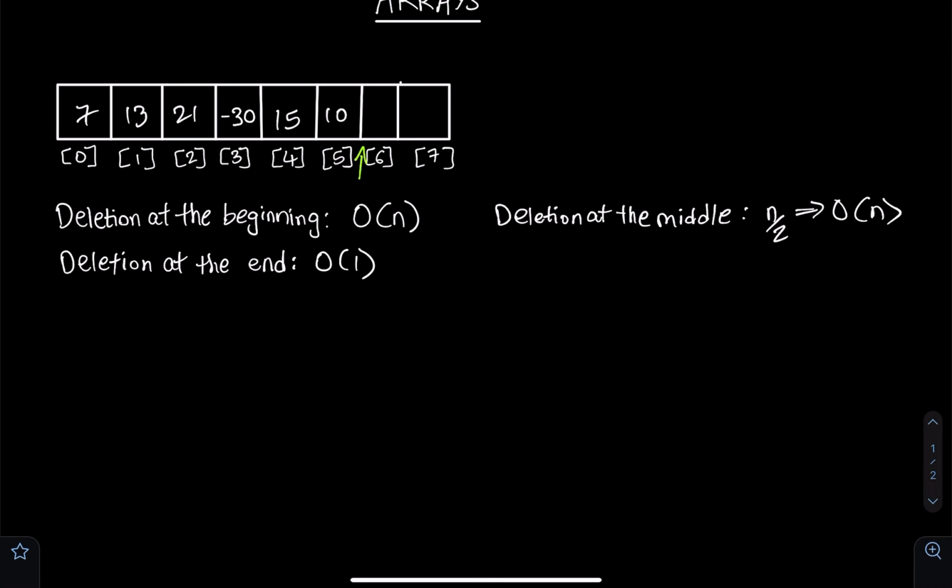So now let's move on to deletion at the end. Suppose we want to delete 10. The way it would work is we just have to move this pointer, the end pointer, to just after index 4. That means it's indicating that everything after index 4 is garbage. So the array basically ranges from 0 to index 4 itself. So this 10 would not really be considered. So that's the way deletion works at the end.